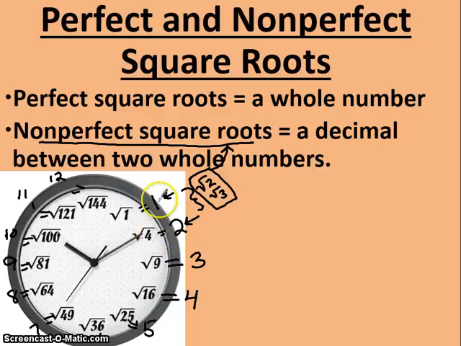So they're between the whole numbers 1 and 2. They're 1 point something. The square root of 12 would be another example of a non-perfect square root because it lies between the square root of 9 and the square root of 16. In other words, it's between 3 and 4. It's 3 point something. It's a decimal in between two whole numbers.